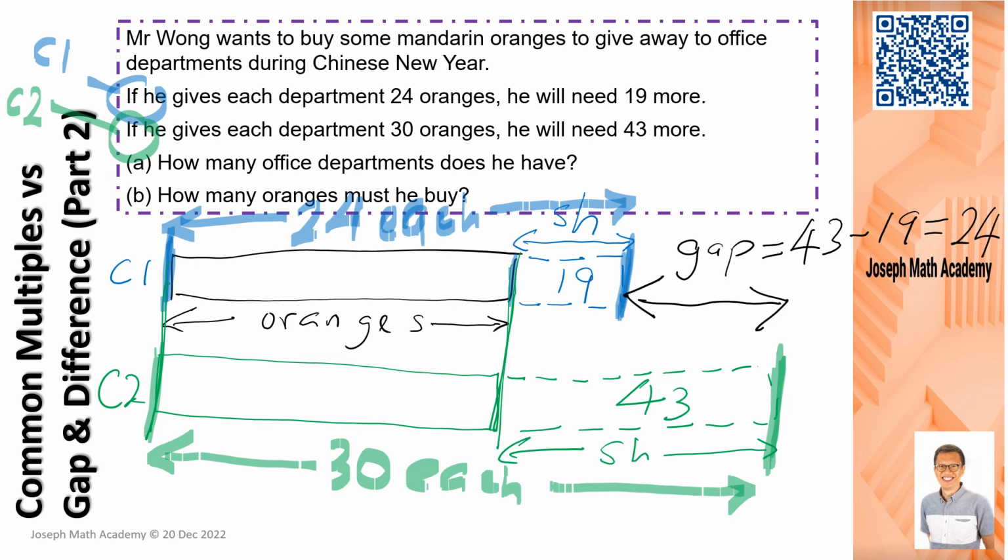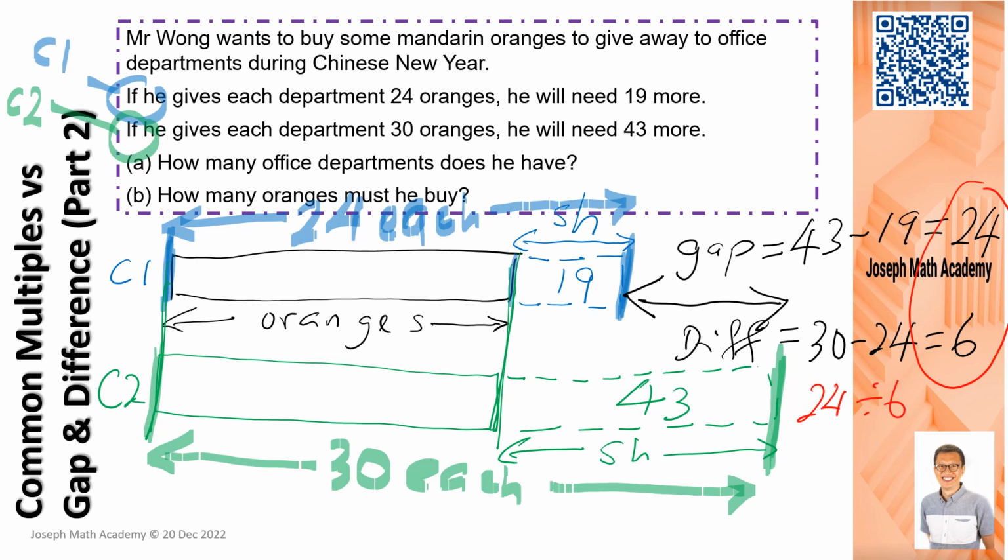Okay, now what is the difference? The difference is the different way of giving away the oranges. Okay, so I'm going to write down here. So the difference would be 30 minus 24. Alright, in case 2, each department receives 30 oranges. And in case 1, each department receives 24 oranges. So the different way of giving away things. So it's 30 minus 24 that gives us a 6. Alright, we take these two values, divide each other. So 24 divided by 6 gives us a 4.